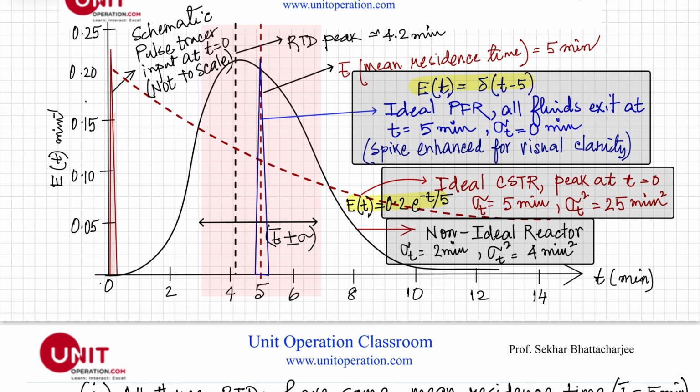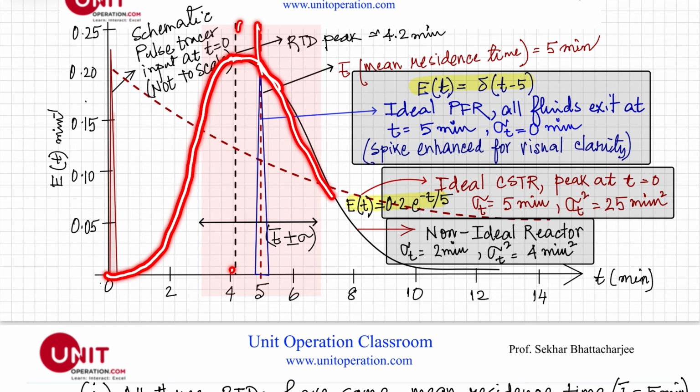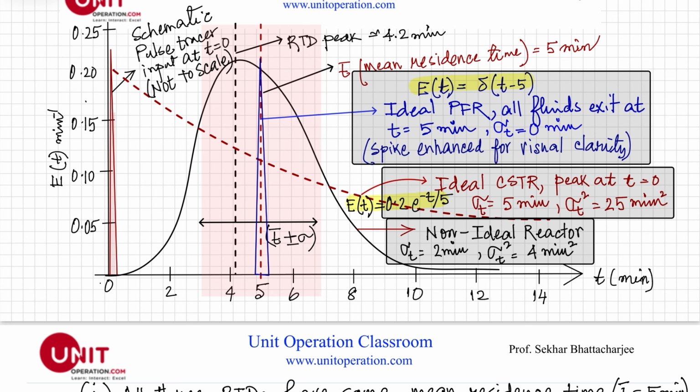For the actual reactor, which is a non-ideal reactor that we have characterized as n equal to 6.25, initially the concentration will rise and go to a peak, which is at 4.2 minutes, as we have calculated. And this is my average residence time. This is a little skewed and it just goes like this, not like this. This is at 5 minutes.